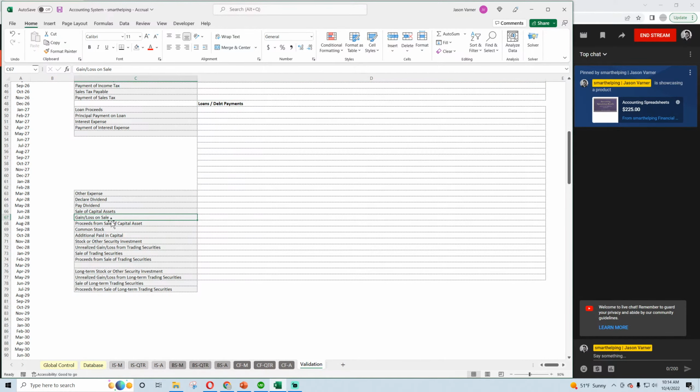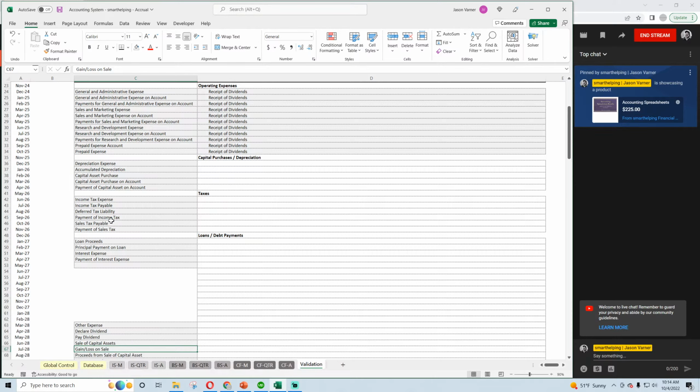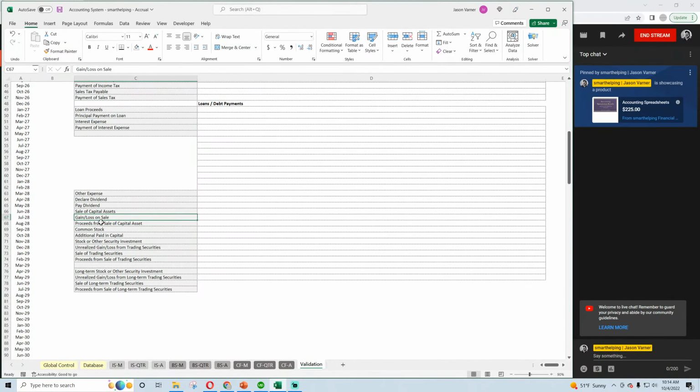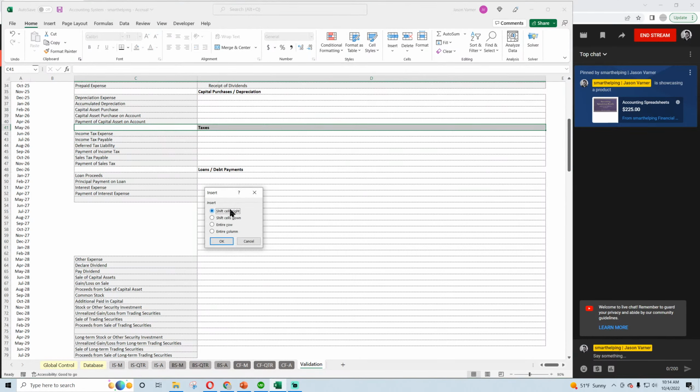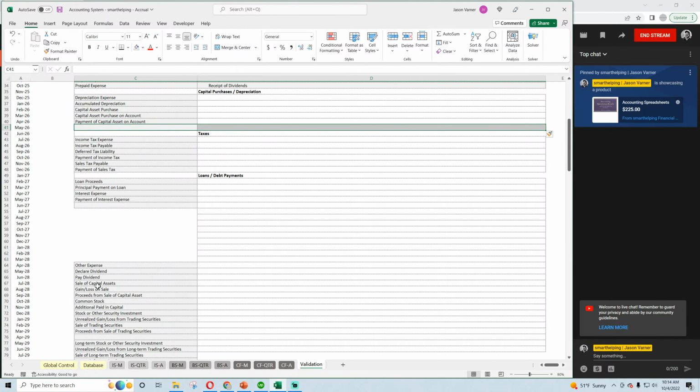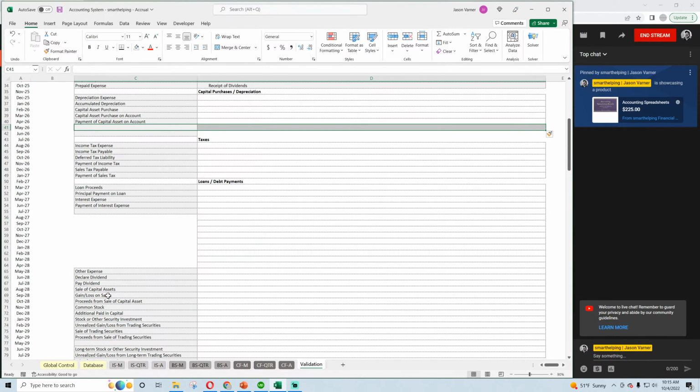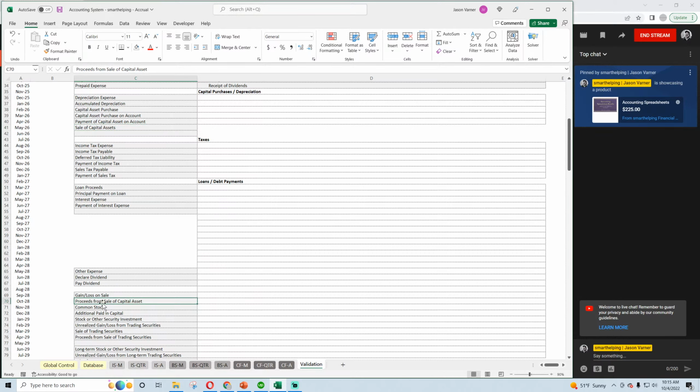So gain loss on sale applies to a couple different areas. We're going to put that down on its own. Sale of capital assets, that needs to go up here. Actually, we have a couple up here. Sale of capital assets and proceeds from sale of capital assets.